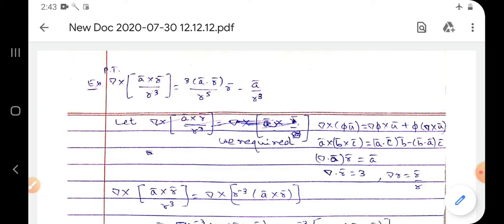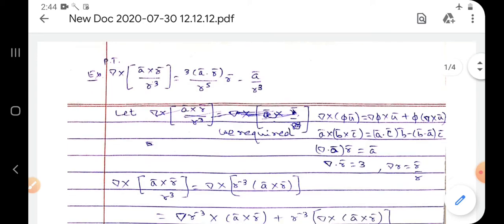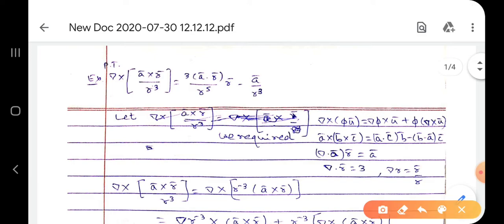Here, on your demand, I am going to solve a few problems on vector identities. So the first example which we are going to solve is: prove that del cross (a bar cross r bar upon r cube) is equal to 3 into (a bar dot r bar) upon r raised to 5 into r bar minus a bar upon r cube. These identities we have to prove.